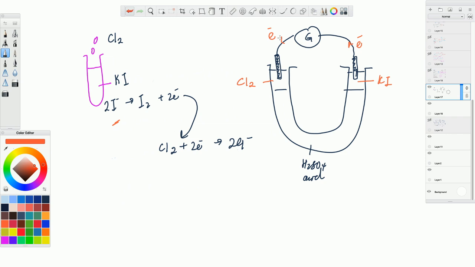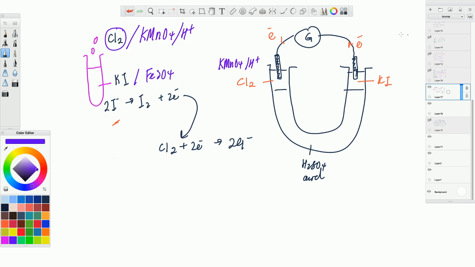Okay, so you can basically change it to any chemical you want. If you don't want to use chlorine, you can use acidified potassium manganate 7. Same concept here. The same thing will happen. Okay, you don't want to use potassium iodide here, you use iron 2 sulfate. The same thing will happen.